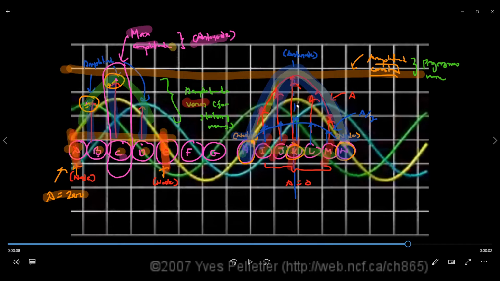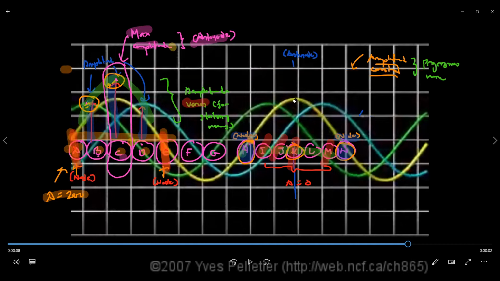Then another thing that I will need to mention to you is that particles on either side of a node, or on adjacent loops, will always oscillate out of phase. That one is more like this one.